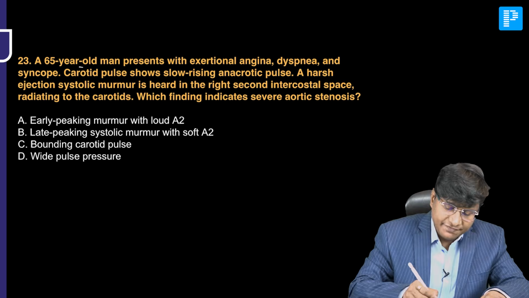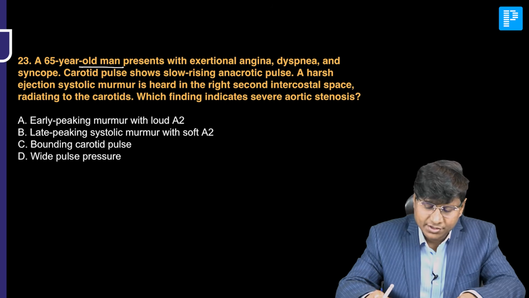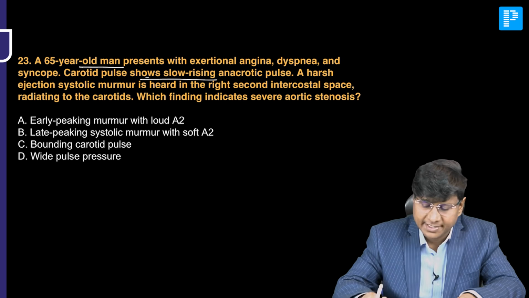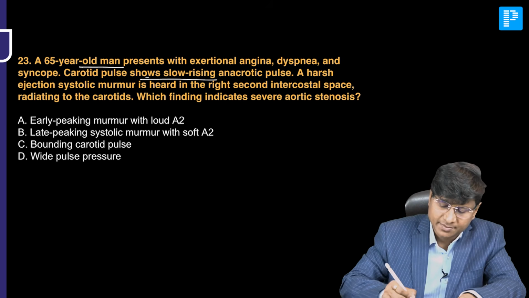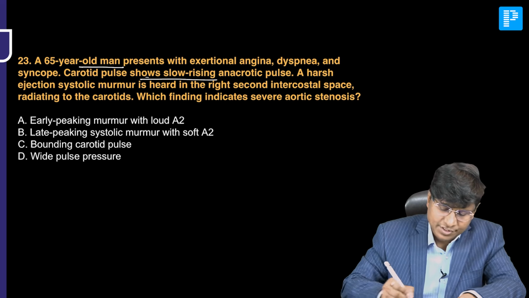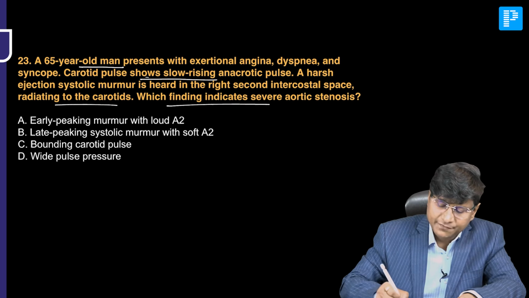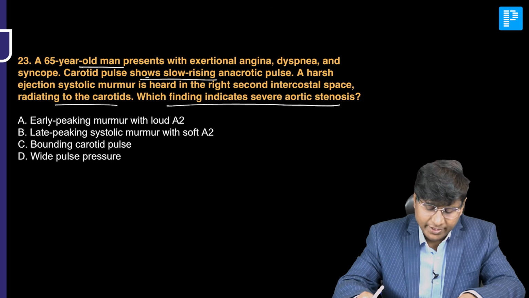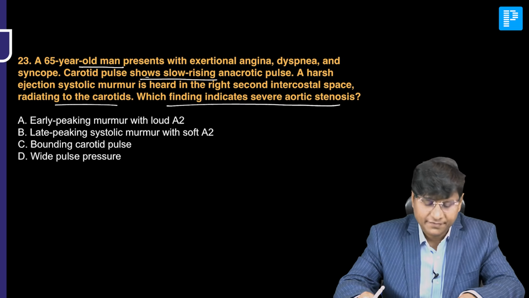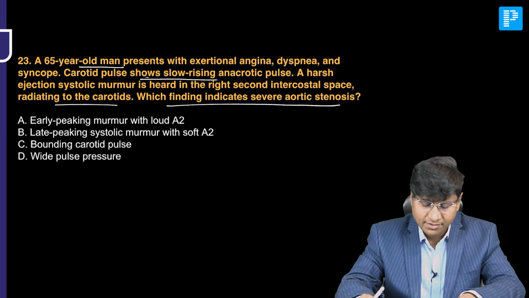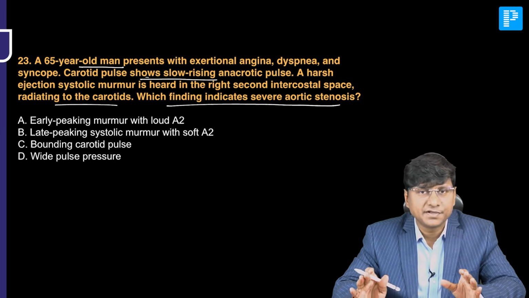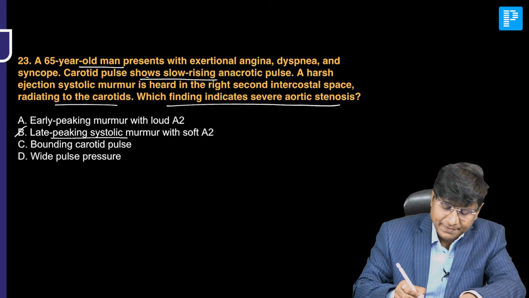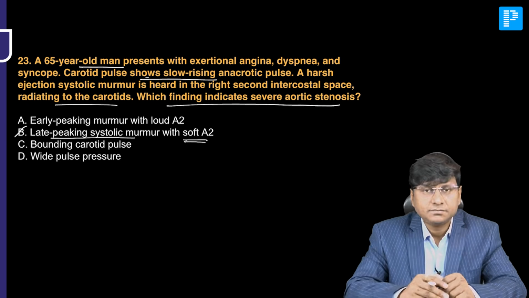Next question. A 65-year-old man presents with exertional angina, dyspnea and syncopal attack. Carotid pulse shows a slow rising anacrotic pulse. A harsh ejection systolic murmur is heard in the right second intercostal space radiating to the carotid. Which finding indicates severe aortic stenosis? Early peak murmur with loud A2, late peak systolic murmur with soft A2, bounding carotid pulse, or wide pulse pressure. So in aortic stenosis, you will observe a late peak systolic murmur with soft A2.